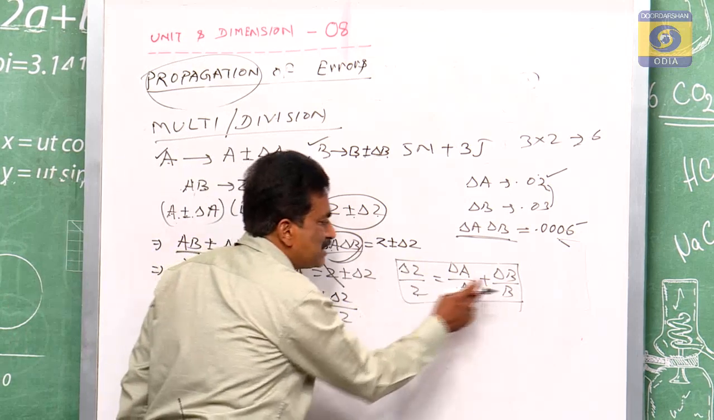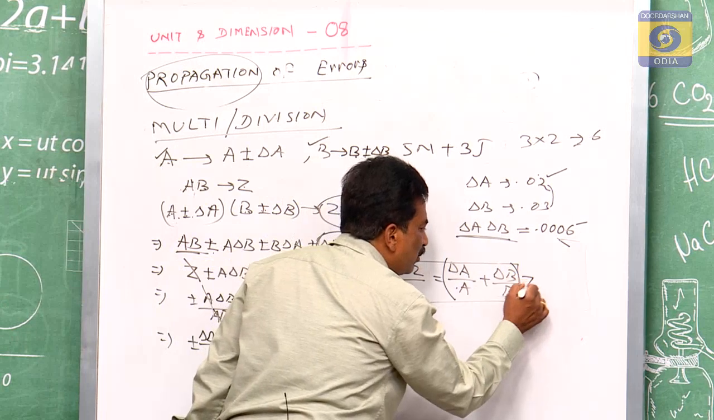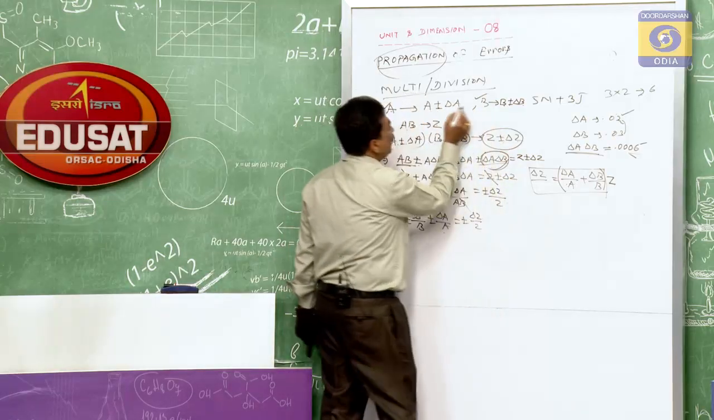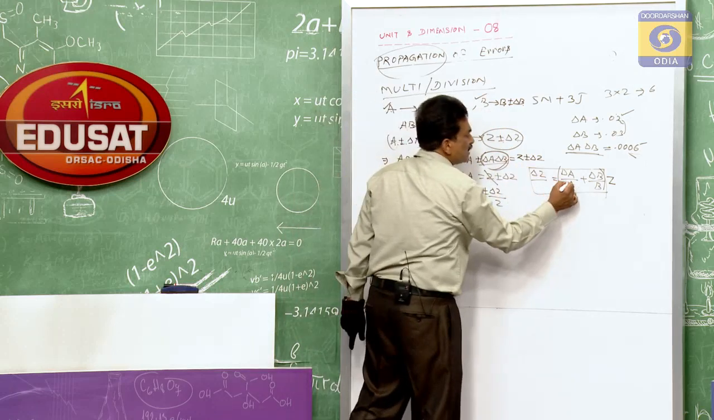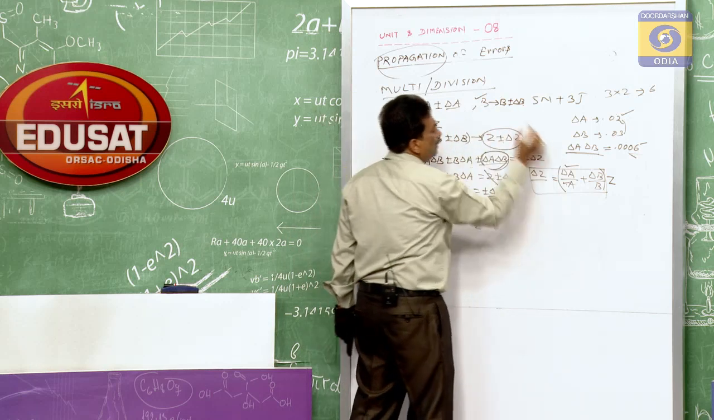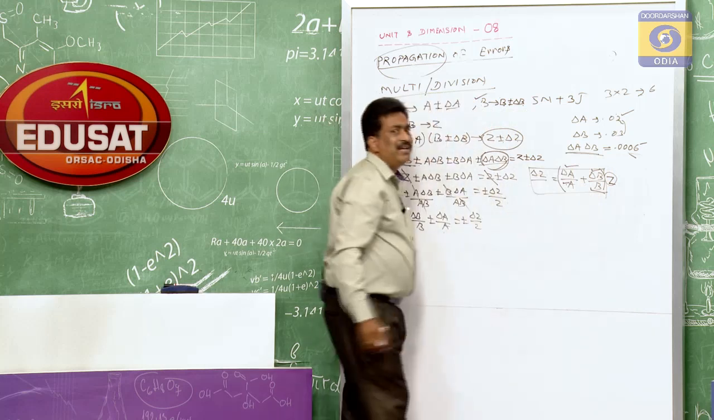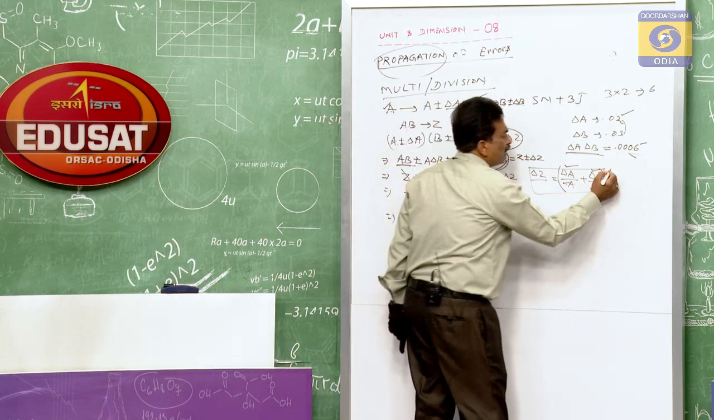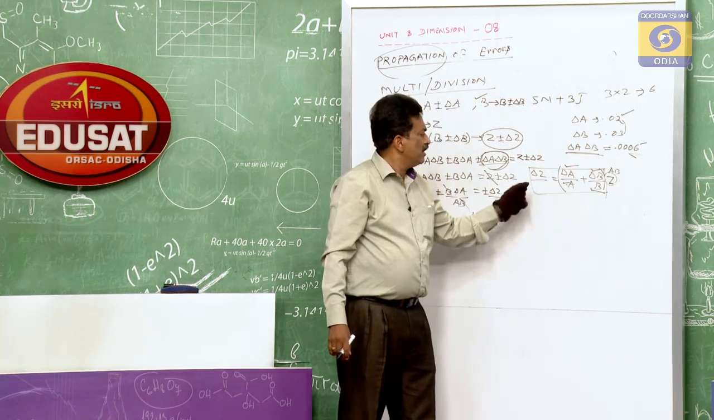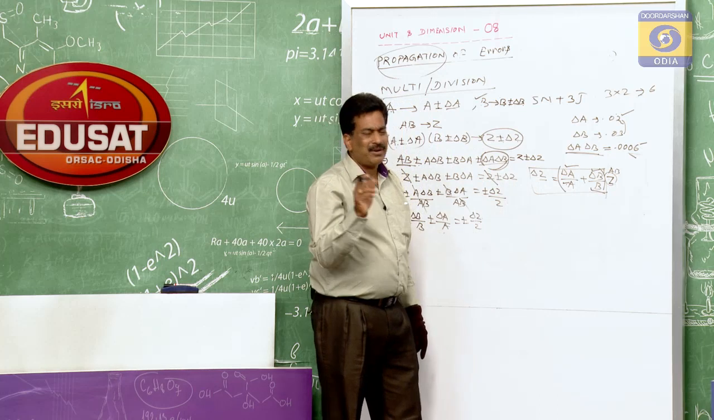If del Z by Z is equal to this, then del Z will be this into Z. Since A and B are given, A is known and del A is also known. B is known and del B is known, and Z is AB. So instead of Z, if you put AB, everything is known to us, so we can calculate the value of del Z. Are you clear, my students?